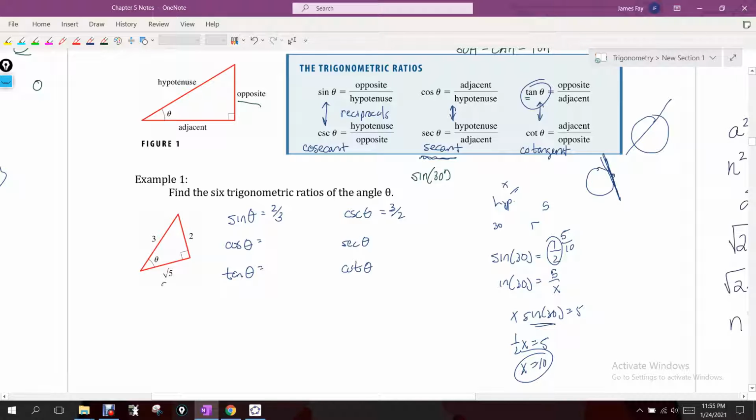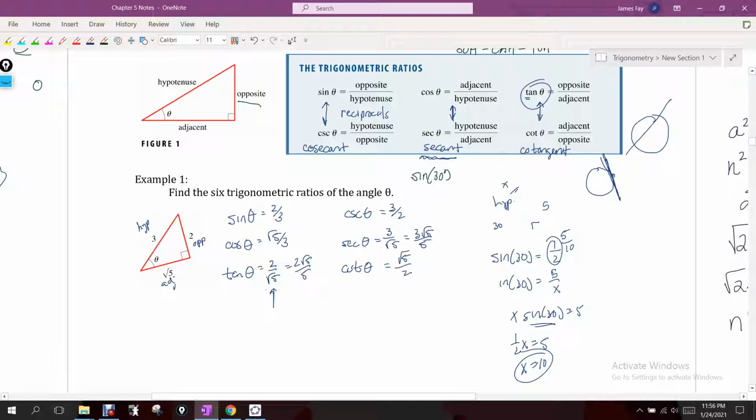Cosine is adjacent over hypotenuse. This is the adjacent side, this was the opposite side, and this is the hypotenuse. So cosine is radical 5/3. The secant is then 3 over radical 5, which we will always rationalize, so 3 radical 5 over 5. The tangent is opposite over adjacent, so 2 over radical 5, which is 2 radical 5 over 5. The cotangent is the reciprocal of that, and I take the reciprocal of that one because it automatically rationalizes it. And that's the 6 trigonometric ratios of the angle theta.